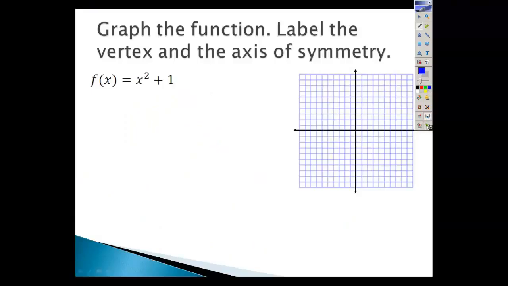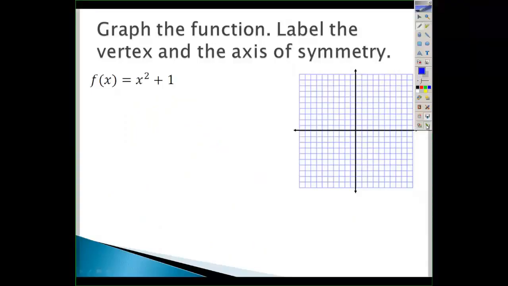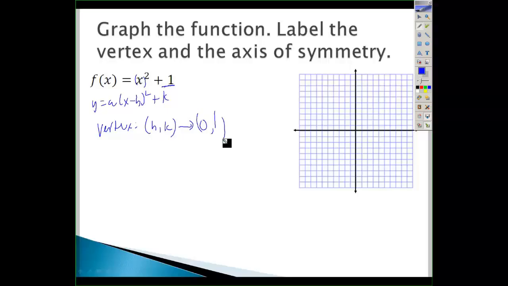Okay, let's just do one more. This one's really tricky because it's not obvious that it's in vertex form. However, vertex form does apply here if you'd like to use it. What we have is y equals a(x minus h) squared plus k. And as you notice here, the vertex is always (h, k), but we're missing an h value. We don't have a number inside with the x. So I'm going to just go ahead and call the h value 0 and the k value 1. So my vertex is going to be (0, 1). That's the real hard part to see.